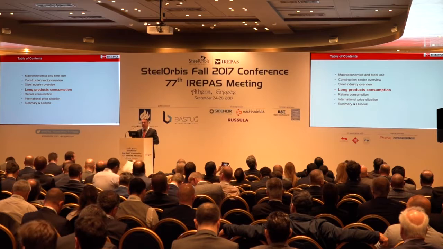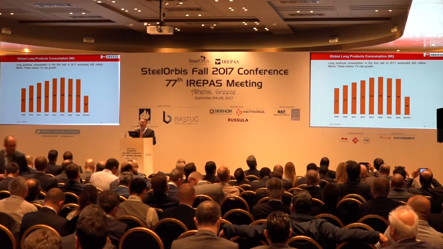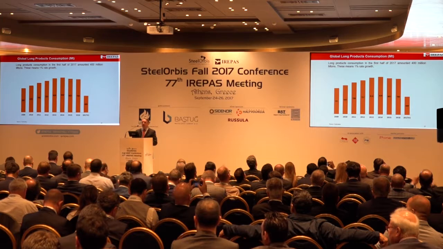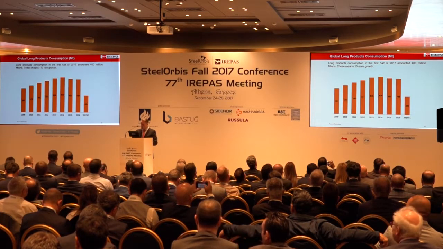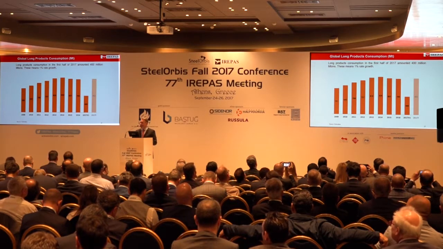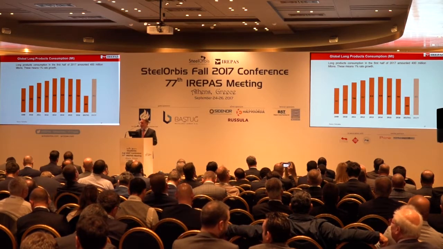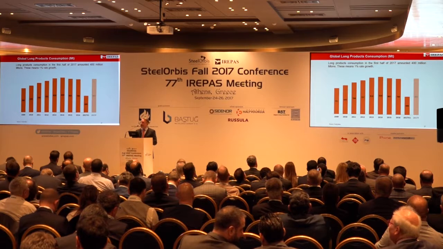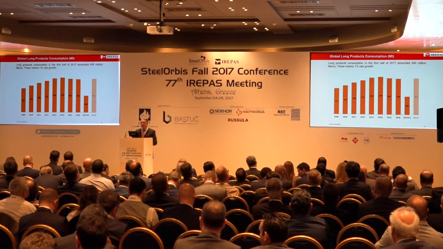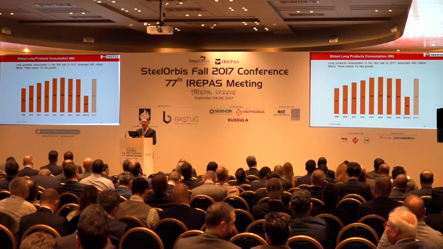So let's review some figures on long products consumption. During the first half of this year, the apparent consumption of long products was around 400 million tons. So at the end of the year, we estimate that this will surpass 800 million tons. This means only 1% growth, but this is enough to create a good atmosphere in the market for long products demand, if the Chinese export that out of the market.